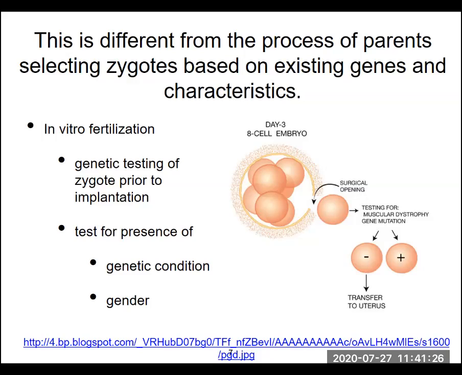And so they're going to choose that embryo to be implanted into the uterus for development. Normally, this is being done to test for a genetic condition. We'd also use it to test for gender as well. And to be honest, it probably occurs.